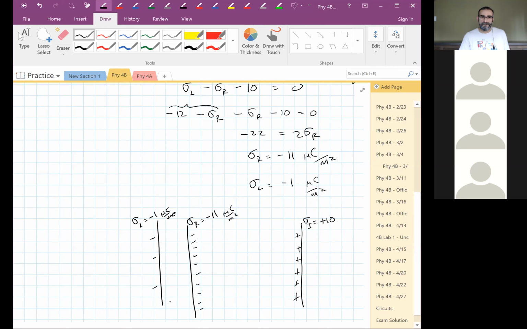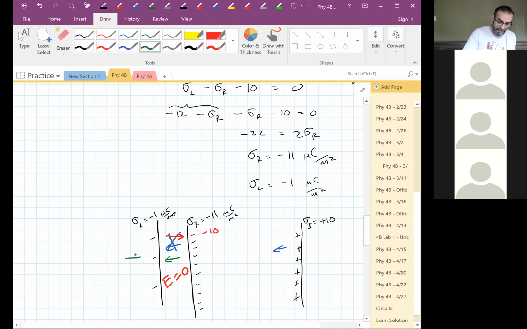Why isn't it a negative 10? Because you need E to be 0 in here, right? And if this was minus 10, then it would have an electric field pointing this way. And the plus 10 over here would have one pointing that way. Those two would cancel out, but then you'd be left with this negative 1 in here. You wouldn't have E equals 0. So both of these combined have to cancel this one.